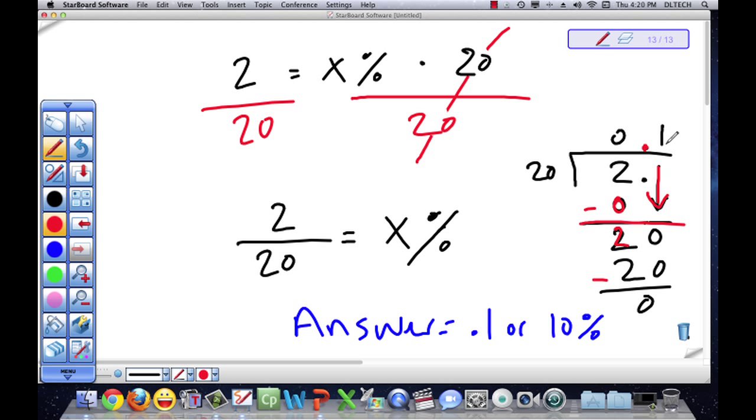So our answer is 0.1, but the same way as in the beginning, if you want to make it into a percentage, you would have to move 2 to the right to make it a percentage, being 10% is our answer.